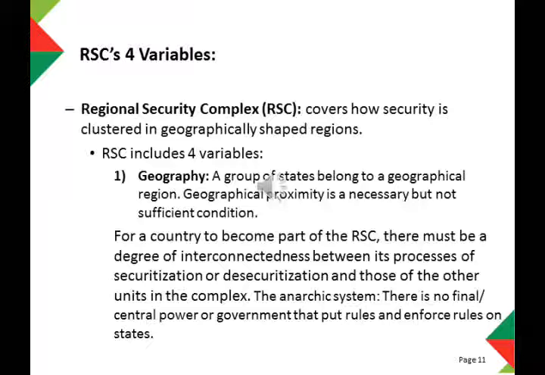The fourth variable or indicator of a regional security complex is security interdependence. Security interdependence refers to patterns of interaction among units. These interactions may refer to amity or enmity. So they may include friendship or hostility, right? This is what they meant by amity and enmity.